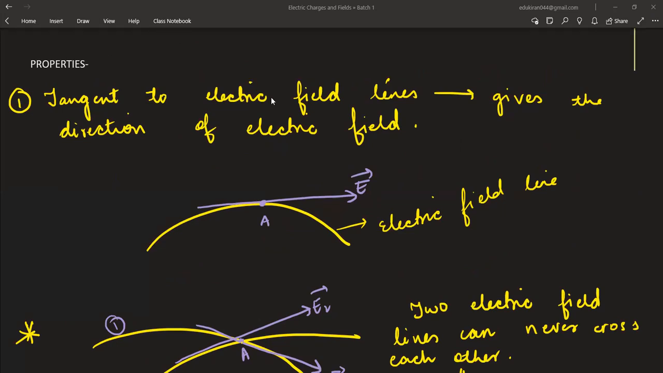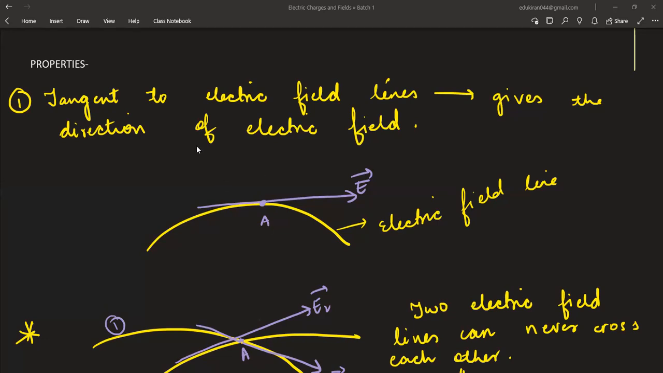Now, see, there is one concept here. Remember, you must have done in your class 11th the streamline concept, streamline flow in your mechanical properties of fluids. In that case, two streamlines can never coincide. You have studied this point in your fluids chapter. So, here also the same thing.